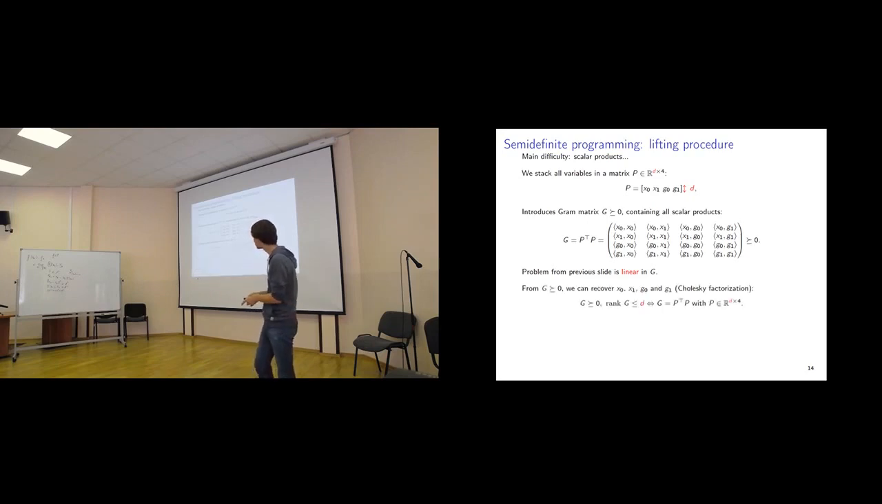And why? Because this is a standard tool in linear algebra. It's called Cholesky factorization. Essentially, it comes from the fact that if you have such a P, it's a matrix of dimension d times 4, right? So when you do this operation, P transpose P, you will end up with such a matrix, but it will be at most rank d.